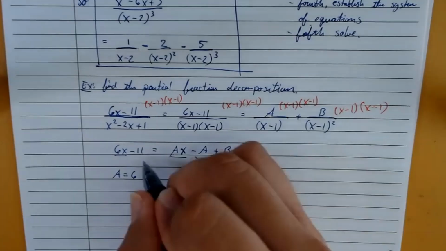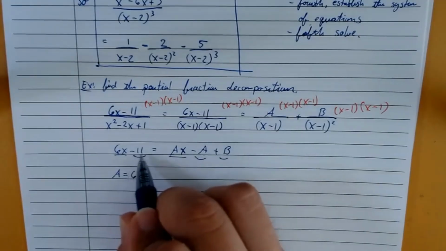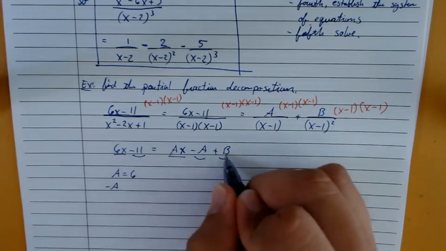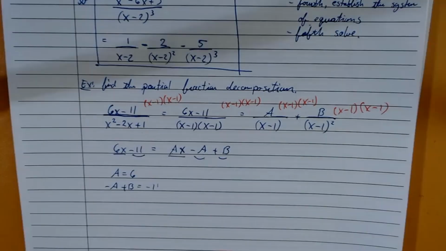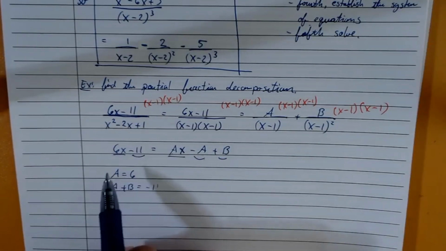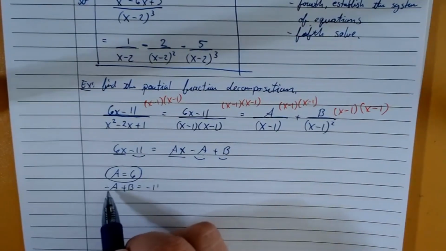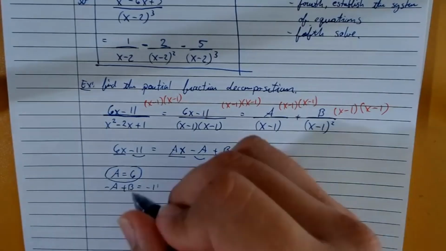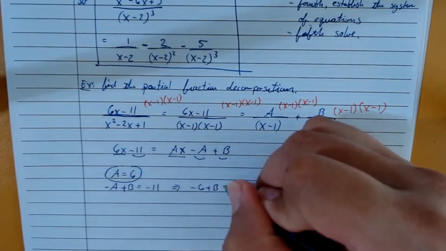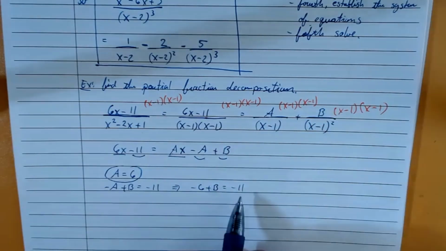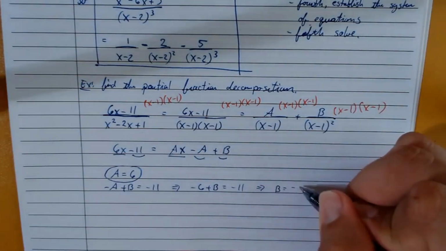Here my linear terms should equal the linear result. Okay, so negative a plus b equals negative 11. So now we know the value of a is equal to 6, and that can simply be plugged in right here to give us negative 6 plus b equals negative 11. Finally, add your 6 over to the other side, and that will give you b is equal to negative 5.